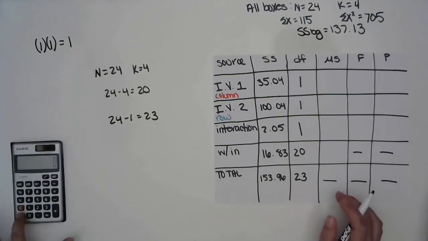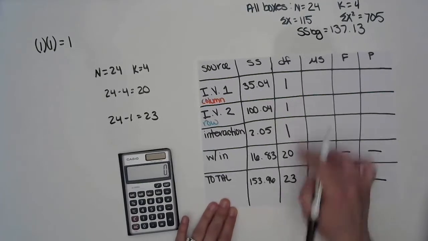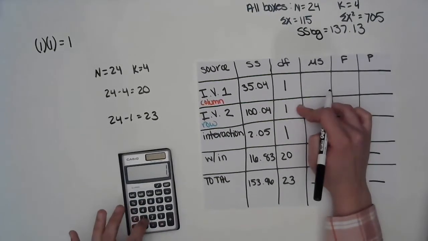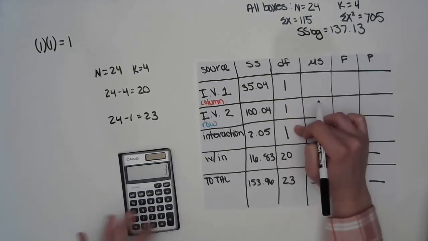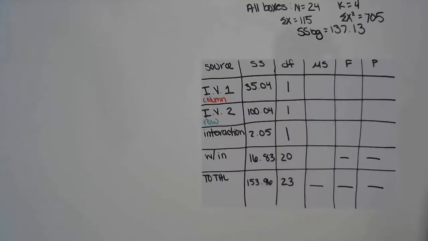Okay, and we're going to do the same thing that we did before and just double check our math. We're going to add all these numbers up, and it should equal this number here. So 1 plus 1 plus 1 plus 20 equals 23. Okay, awesome. Good job. Next, let's go ahead and find our MS values.